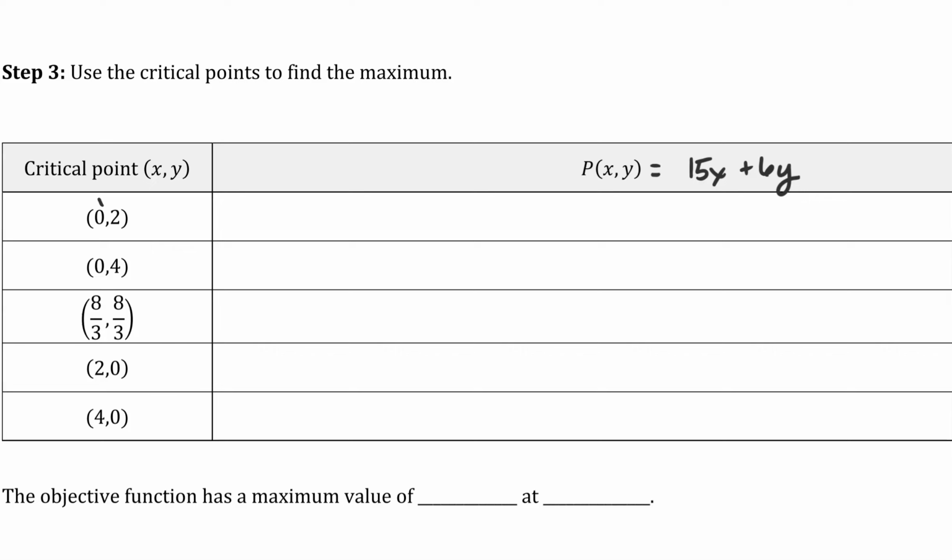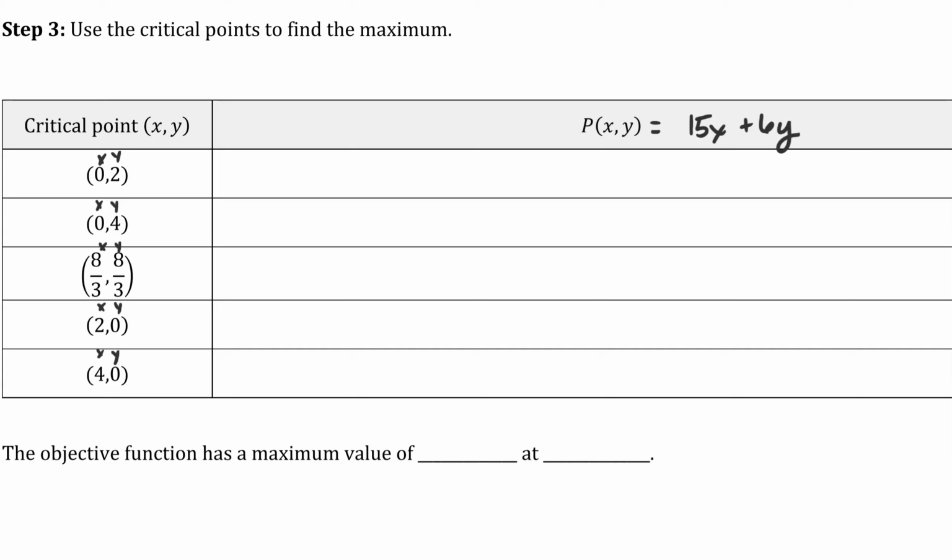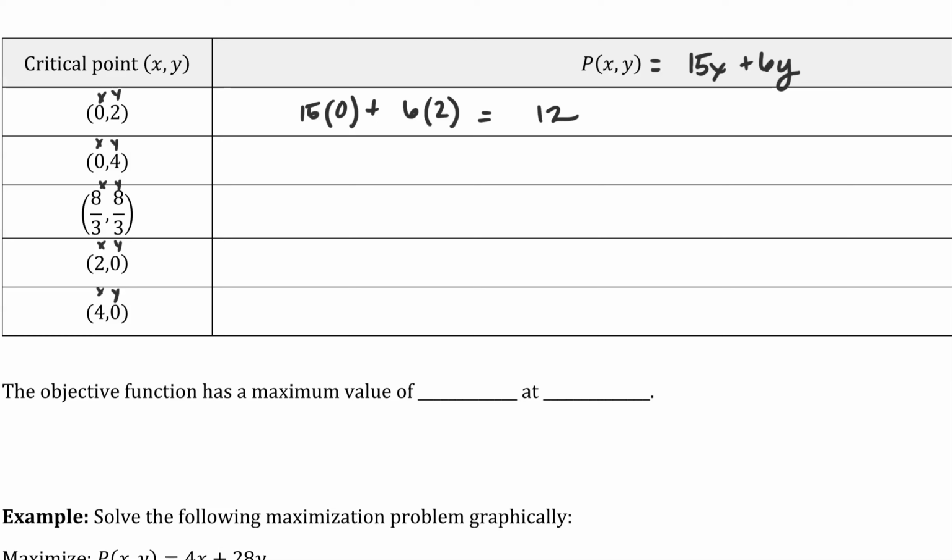So we can take each one of these, will be an x and a y. We'll plug them into p, and we'll see which one gives us the largest value. So I'll do one with you, and then I'll leave the rest to you. So let's plug in the first one, 0, 2. 15 times 0 plus 6 times 2. Well, that just gives us 12. So keep doing these. I'm going to pause the video, and you can play it when you're ready to check and determine which one's the largest value.